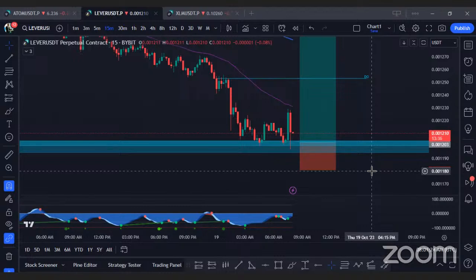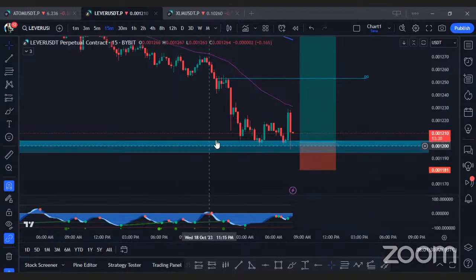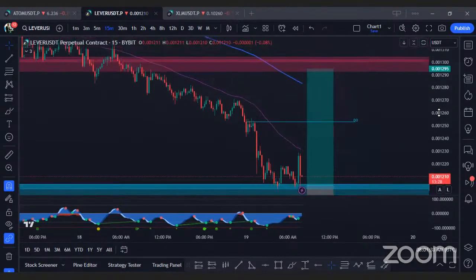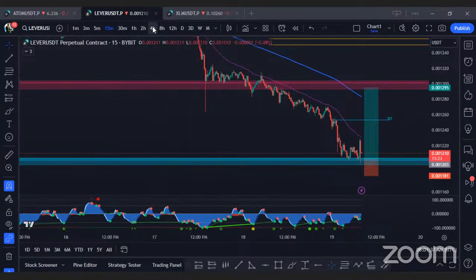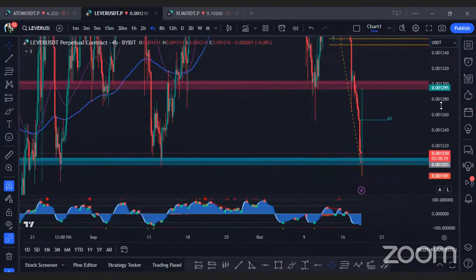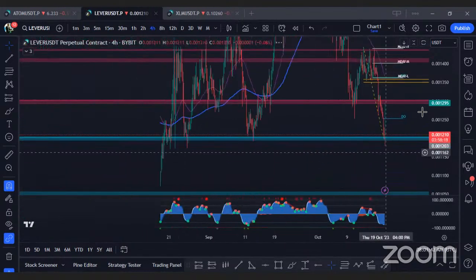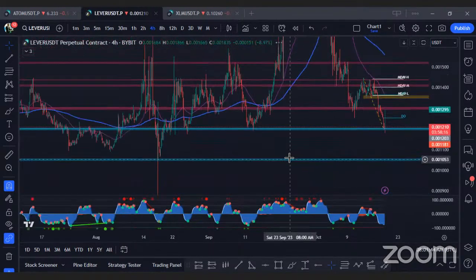Let me use 15x leverage, open long. Okay, if it plays that, fine. If not, just forget about it. That's what I'm looking at for LEVER. If you want to trade LEVER, look at that and take a trade there. Put a stop loss, so in case it doesn't go the way we plan it, just let it go, guys.